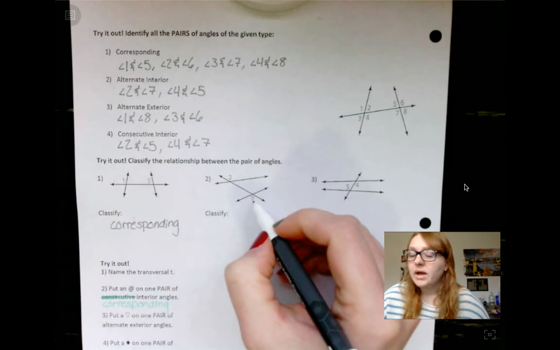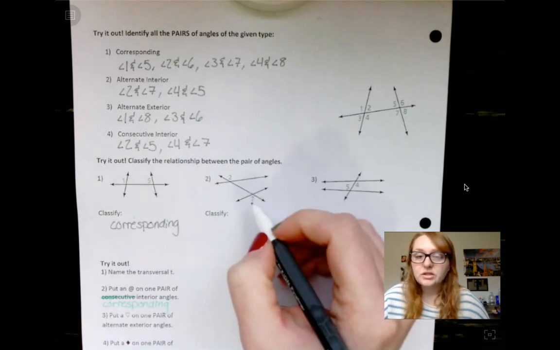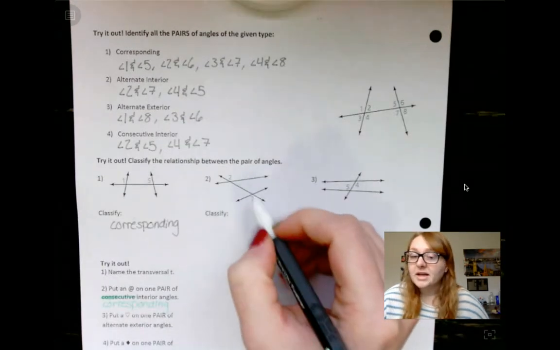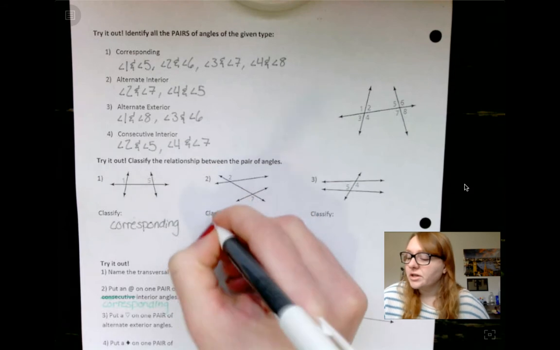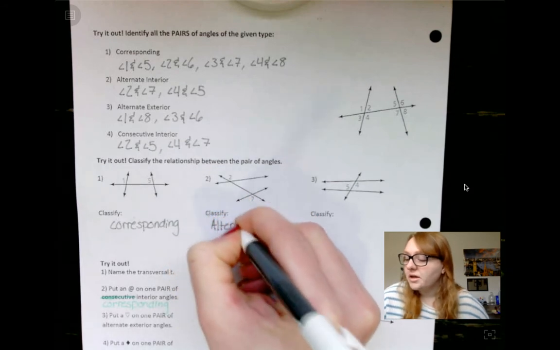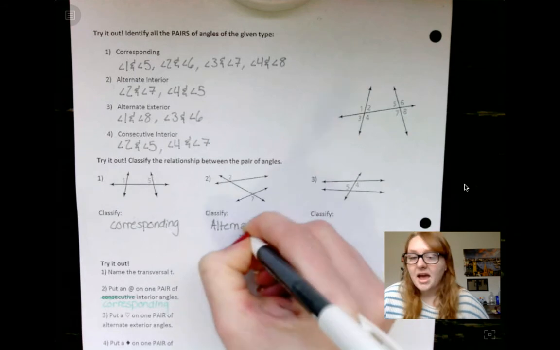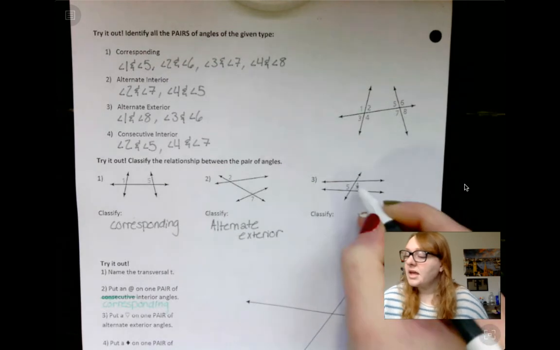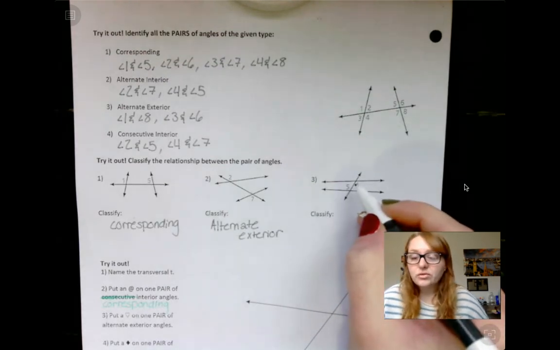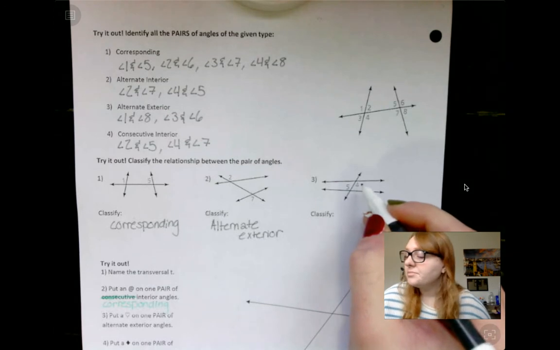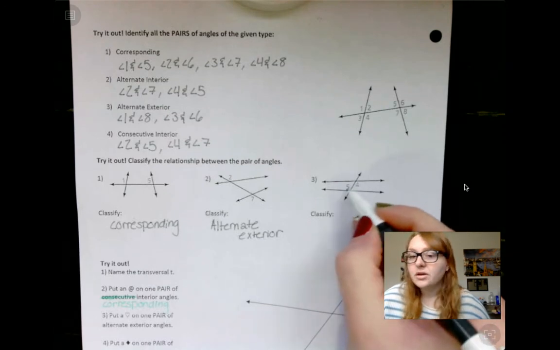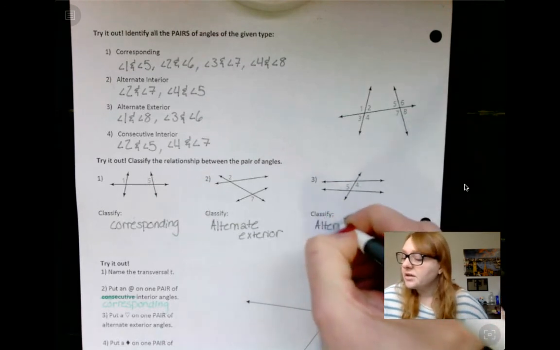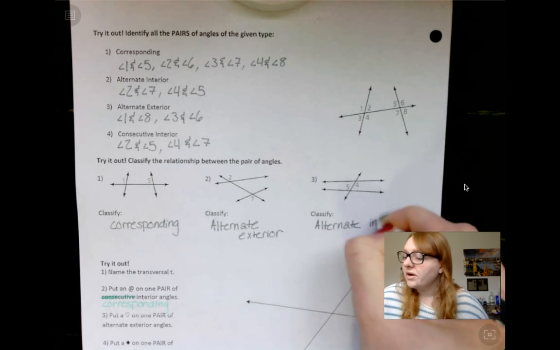Here we have two angles outside the two lines. So we want something that's exterior. And then they are on opposite sides or alternate sides of the transversal. So this is going to be alternate exterior. Okay. And then here we have two angles on the inside of the two lines. So we want an interior. And they are on opposite or alternate sides of the transversal. So this is going to be alternate interior.